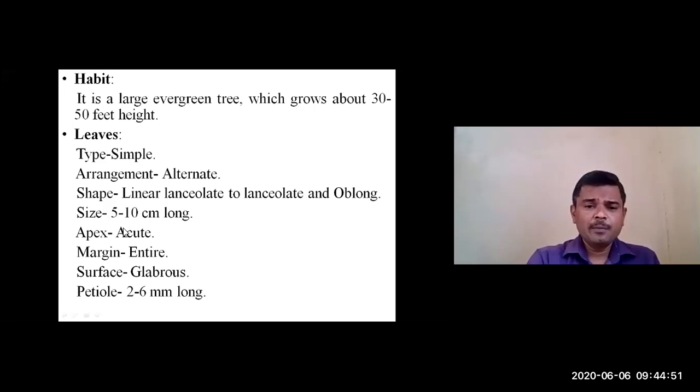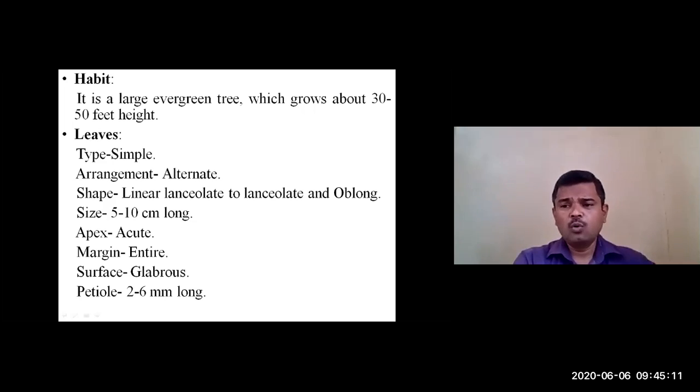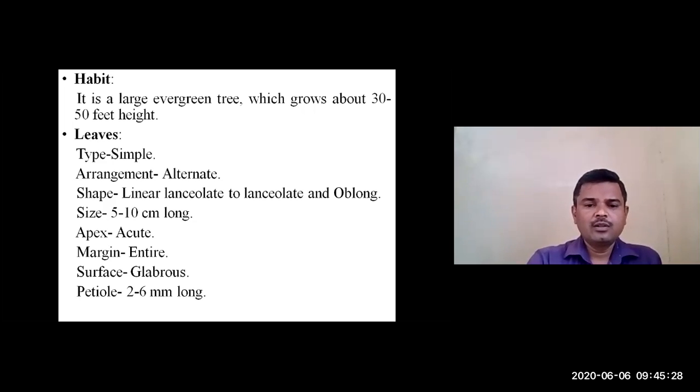The size of the leaf is usually mentioned as 5 to 10 centimeter, but in natural sources you can see up to 15 to 30 centimeter in length. The apex is acute, the margin of the lamina is entire, and the surface is glabrous, as in the case of jambu. The features are almost the same, but the arrangement is opposite in jambu. Here, as that plant is also evergreen, and the leaves are glabrous, the shape and size are almost similar. The petiole is around 2 to 6 millimeter in length.